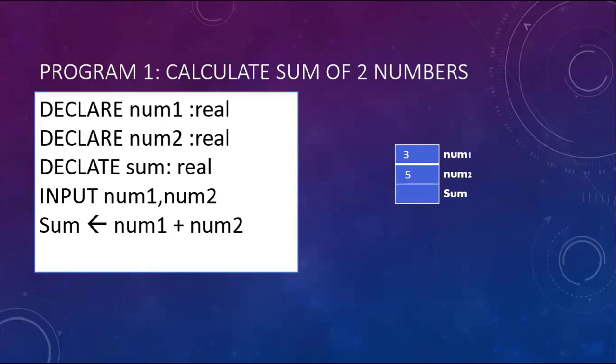But on the next line, where I have sum is equal to num1 plus num2, I need to add these two numbers, but we don't remember what those two numbers are. So your computer is going to look through the memory locations. These memory locations hold 3 and 5. Therefore, we add them, and we output the sum, which is 8.